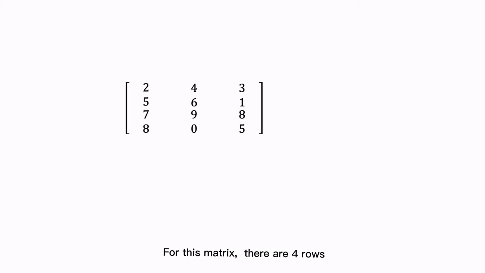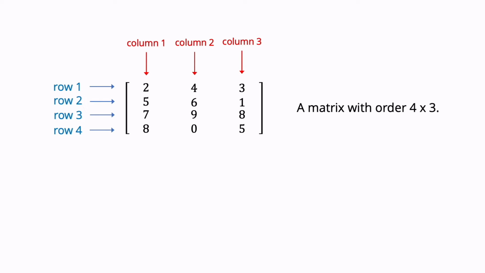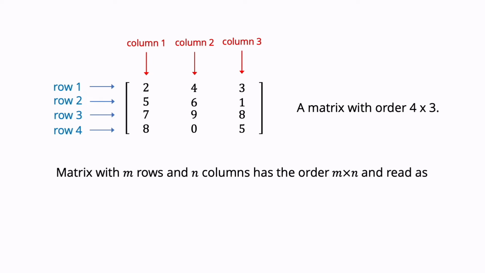For this matrix, there are 4 rows, row 1, row 2, row 3, and row 4, and 3 columns, column 1, column 2, and column 3. Therefore, it is a matrix with order 4 times 3 and can be read as matrix 4 by 3. A matrix with m rows and n columns has the order m times n and is read as matrix m by n.